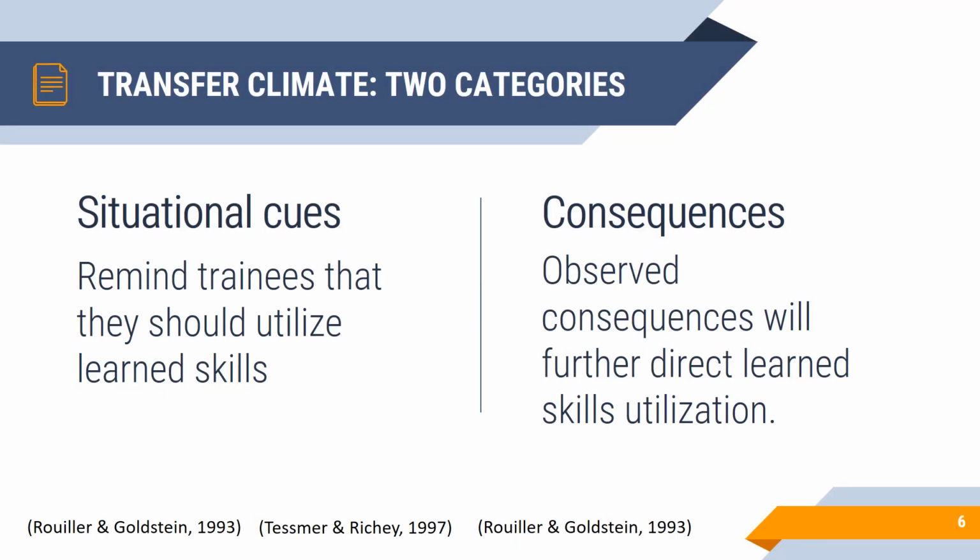The transfer climate consists of two categories, namely situational cues and consequences. Situational cues serve to remind trainees that they should utilize learned skills or cue trainees on how to perform them. The consequences trainees observe after applying learned behavior will further direct the use of what they have learned.